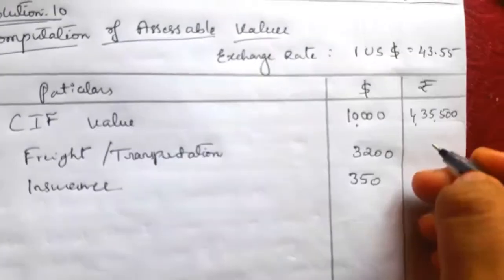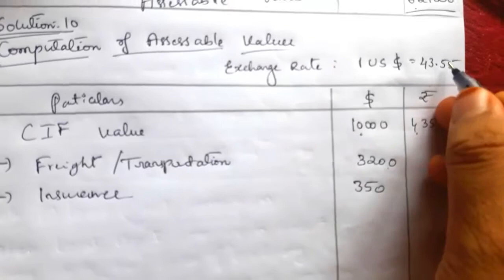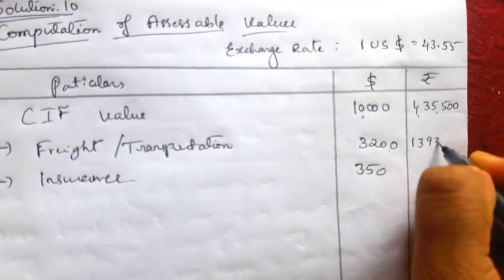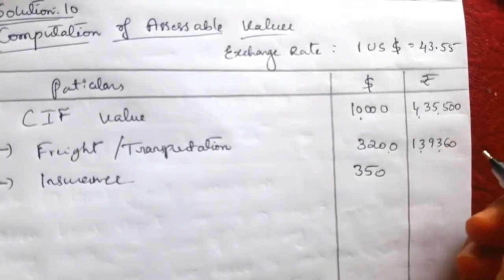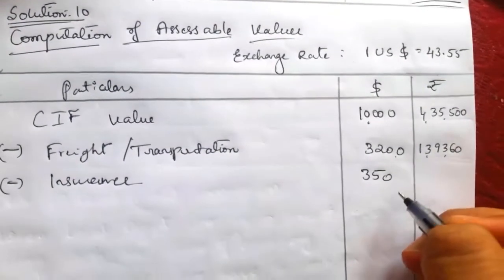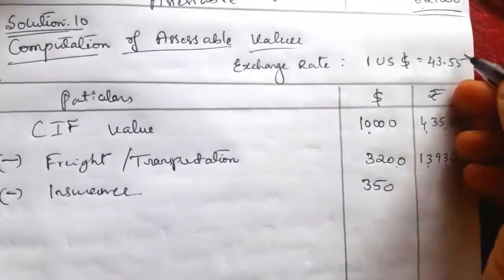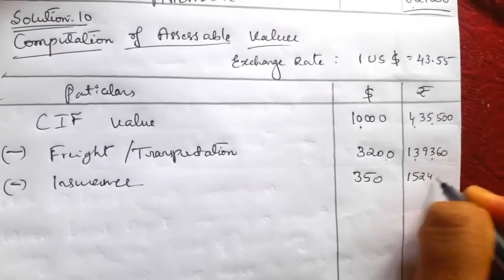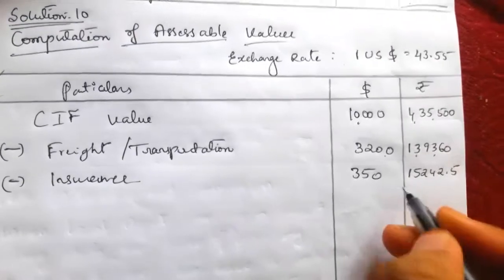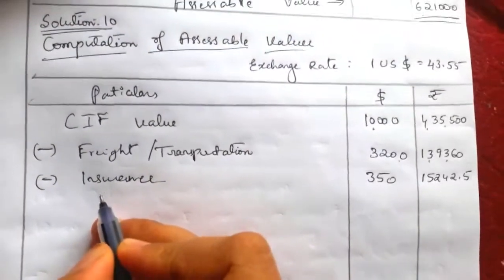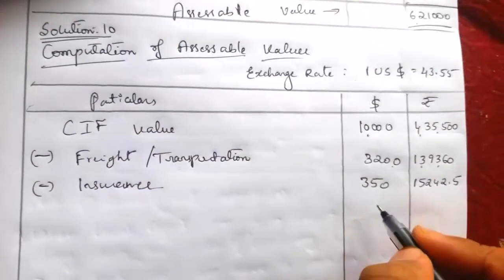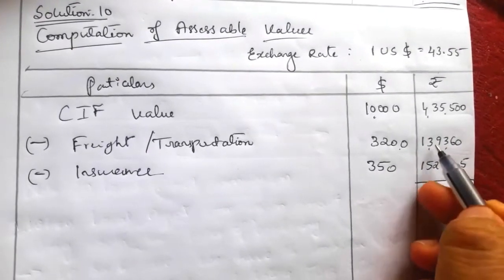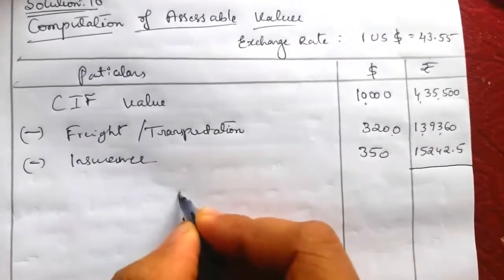Okay, so 3,200 into 43.55 is equal to 1,39,360. And insurance, 350 into 43.55 is equal to 15,242.5. So now we have to deduct this freight and insurance to calculate the FOB. Okay, so what is the FOB? 4,35,500 minus this value, we will get the FOB value.